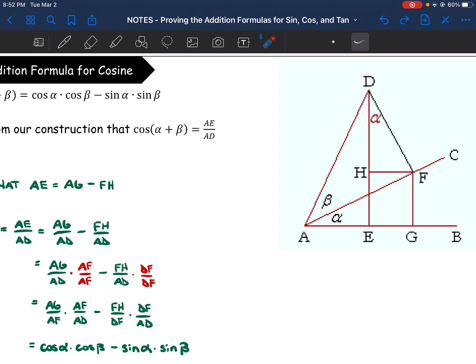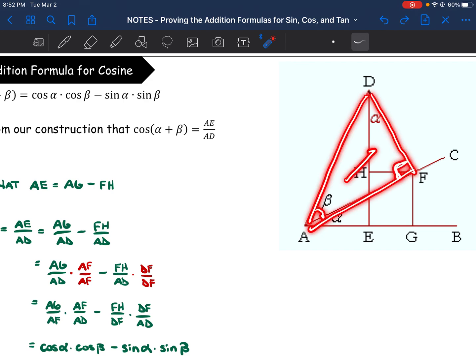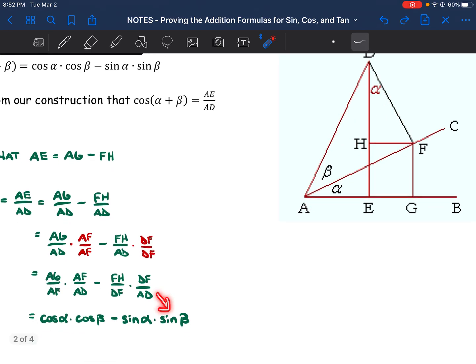Next, FH over DF. So FH right here, DF right here. That's going to be the sine of alpha, because the opposite is the FH. The hypotenuse is DF, so that's sine of alpha. And then finally, DF over AD. Here's DF, here's AD. Looking at this right triangle right here, that's just going to be the sine of angle beta, opposite being the DF, hypotenuse being the AD. So we get sine of angle beta.